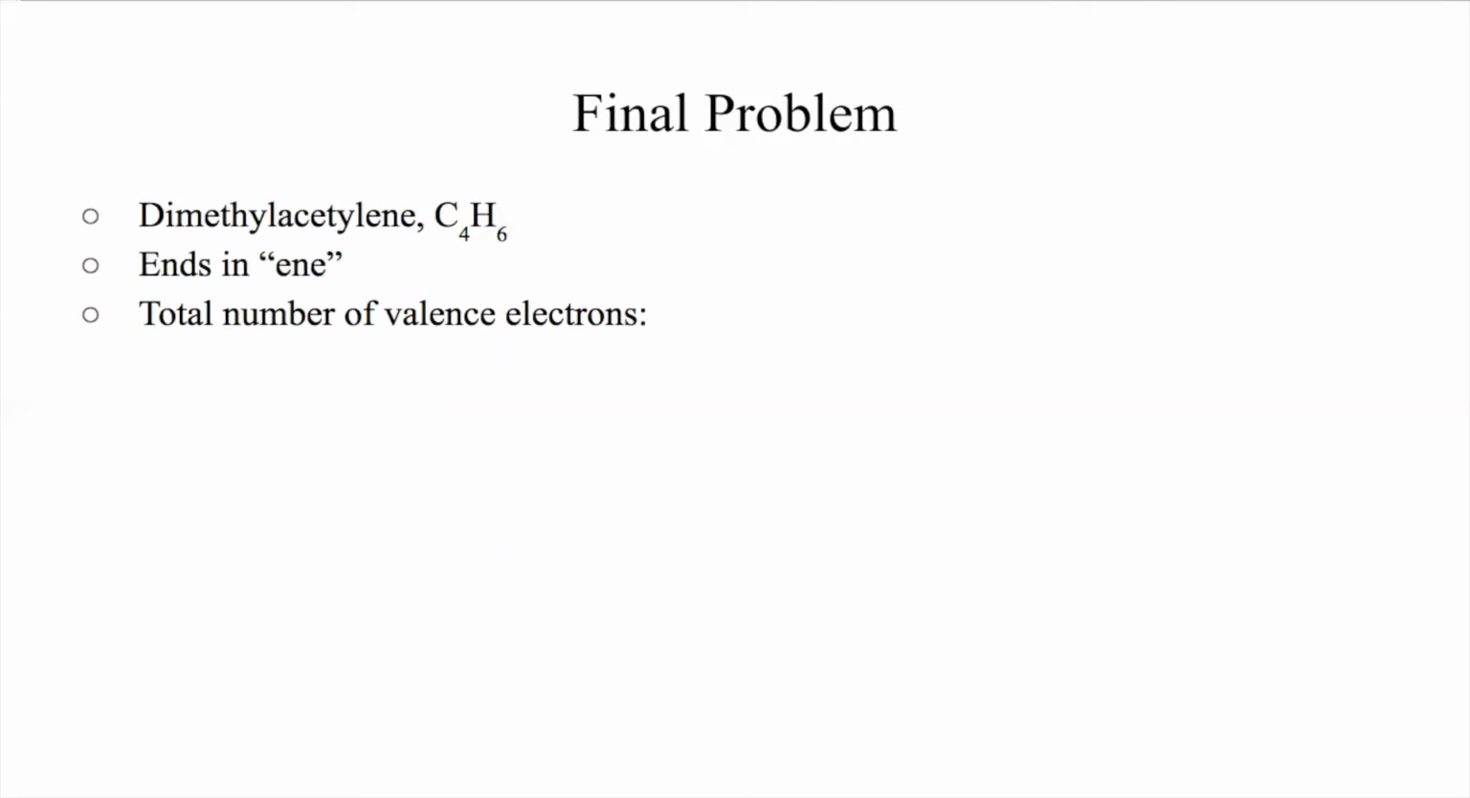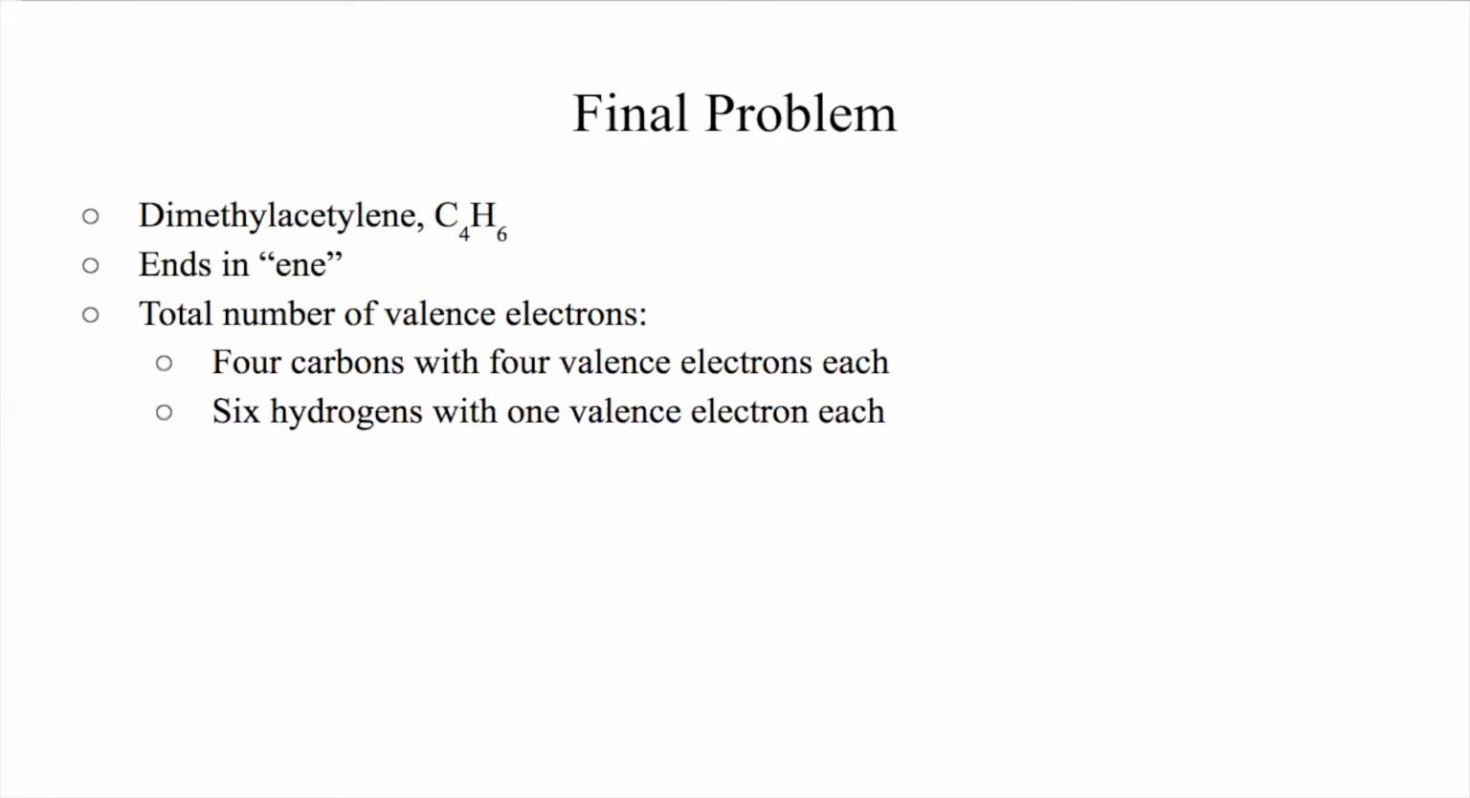Time for the final problem of this video. Let's draw the Lewis structure for dimethylacetylene, C4H6. The name of this molecule ends with "ene," so we can be confident there's not just single bonds. When we count the total number of electrons available, 4 carbon atoms with 4 valence electrons each, plus 6 hydrogen atoms with 1 valence electron each, we get a sum of 22 electrons.